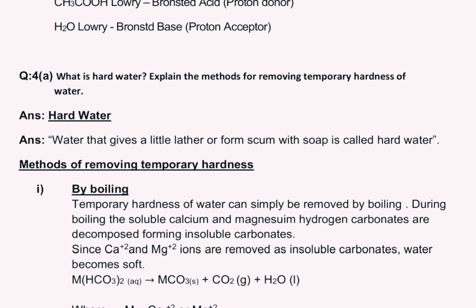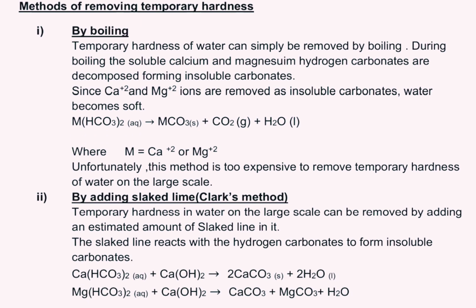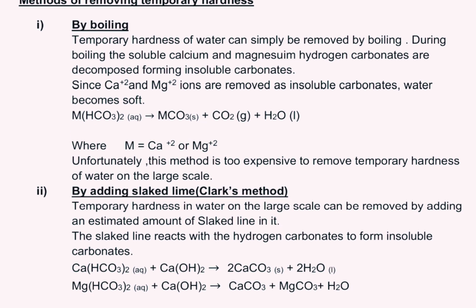Hard water is the one which has excess of calcium and magnesium ions and excess amount of salt, or it doesn't form lather with soap. So this is your first part, and there he needs you to mention how you remove the temporary hardness of water. So temporary hardness we can remove simply by boiling, or we can remove it using slaked lime. These both methods you may use.